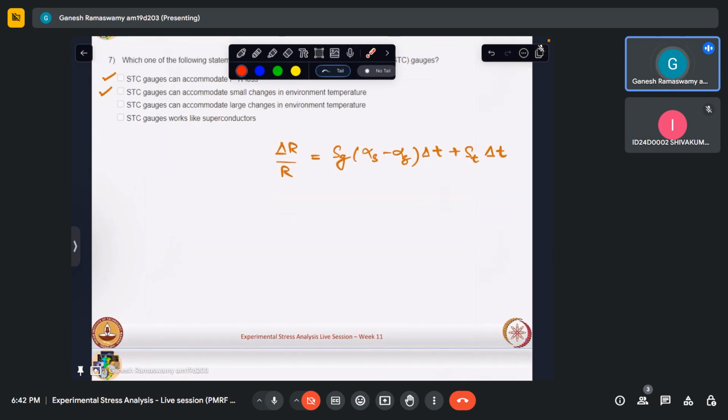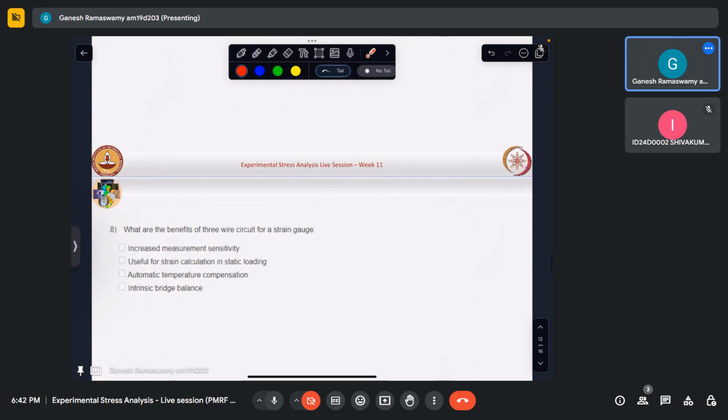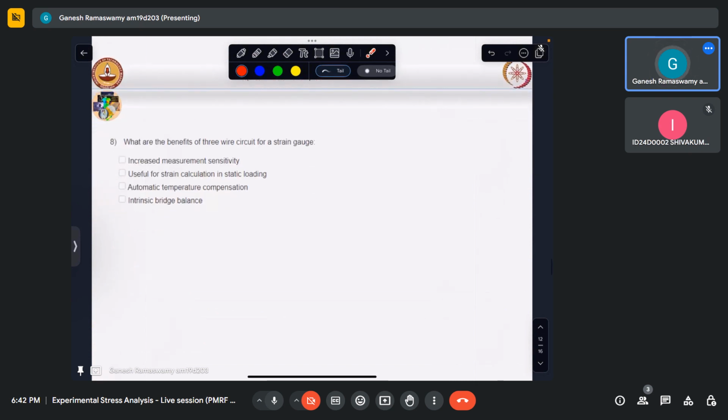Okay, so I take it that is clear. So let us look at this question. What are the benefits of a three-wire circuit in a strain gauge? As we saw just now, what the three-wire brings about is it increases the measurement sensitivity.